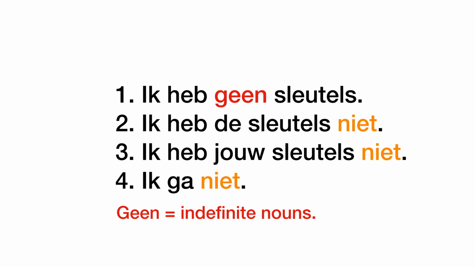You only use geen when the negation is about an indefinite noun. And remember, an indefinite noun never has de or het or a possessive pronoun in front of it. You can find more information about GEEN and NIET on our website if you would like to see more examples.